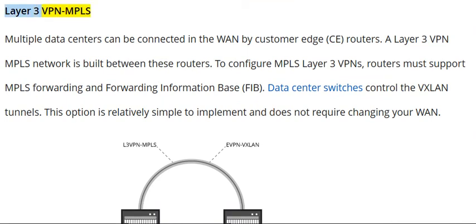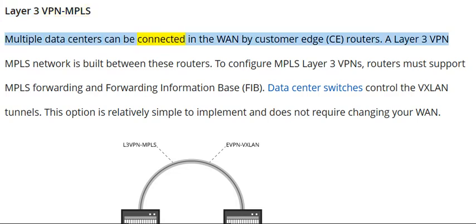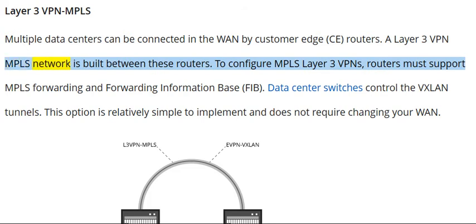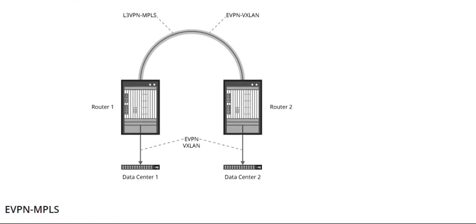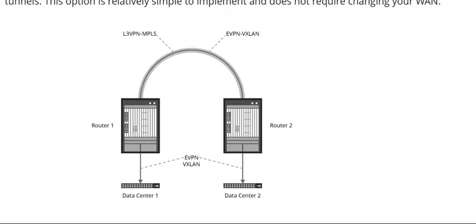Layer 3 VPN MPLS. Multiple data centers can be connected in the WAN by customer edge (CE) routers. A layer 3 VPN MPLS network is built between these routers. To configure MPLS layer 3 VPNs, routers must support MPLS forwarding and forwarding information base (FIB). Data center switches control the VXLAN tunnels. This option is relatively simple to implement and does not require changing your WAN.